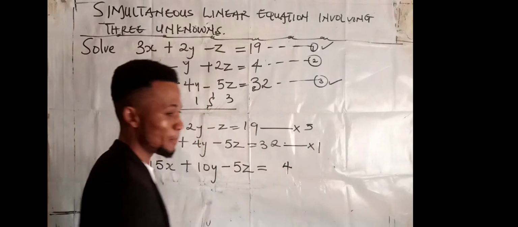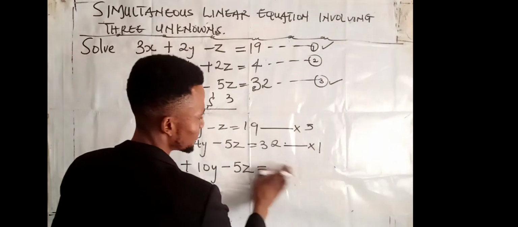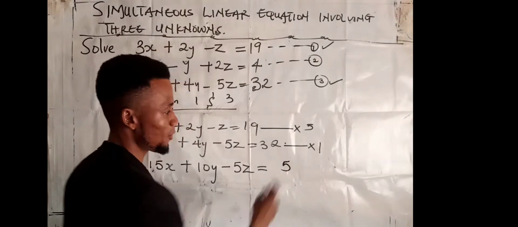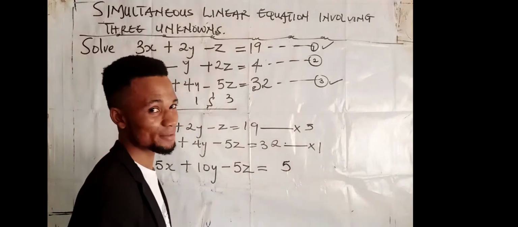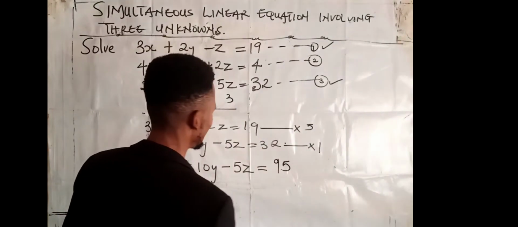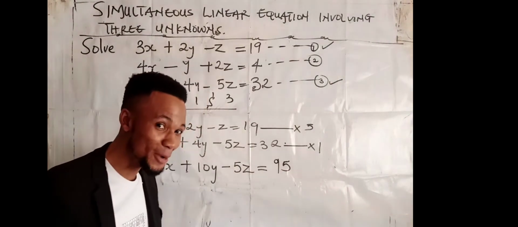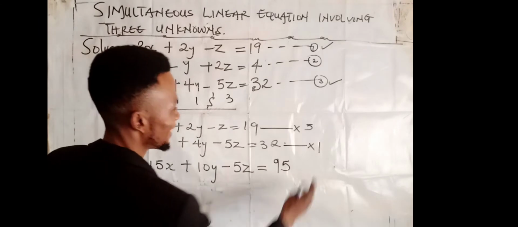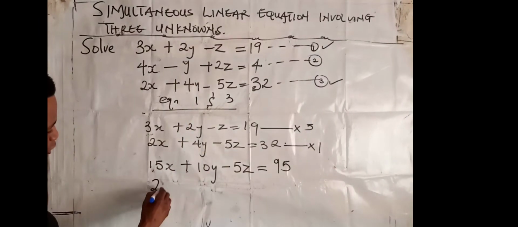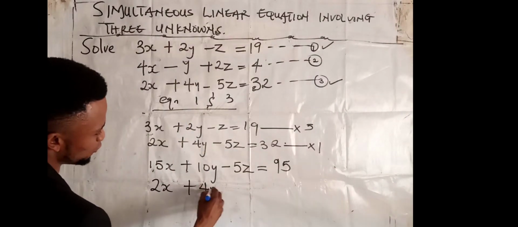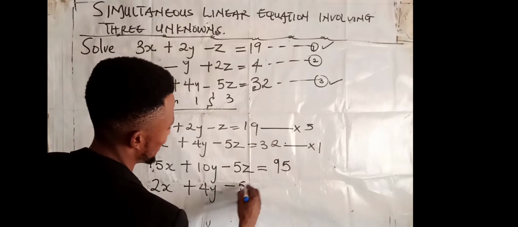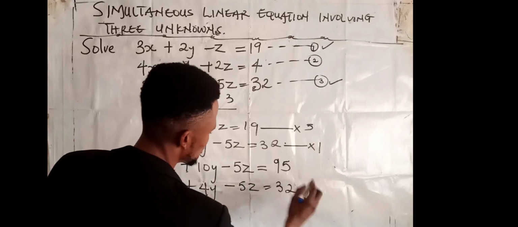For the sake of those that don't really know how to calculate quickly, 5 times 9 is 45. You write 5, you keep 4, that is 5 plus 4, that's 9. So it is 95. I did this for those that don't know how to quickly calculate. Now, 1 multiplied by this gives me 2x plus 4y minus 5z is equal to 32.